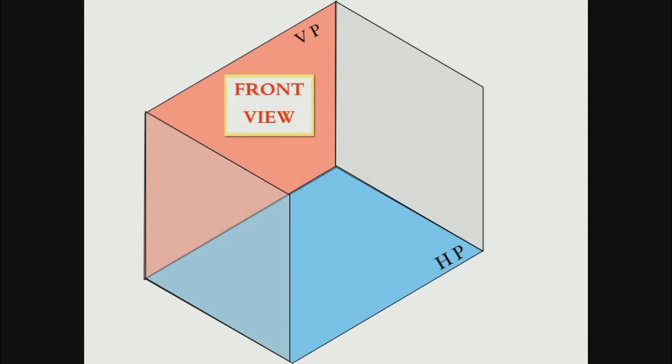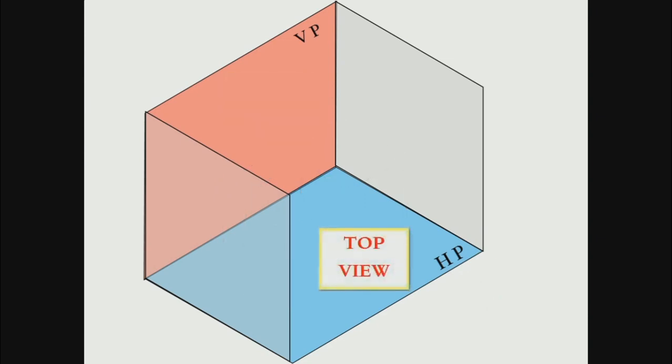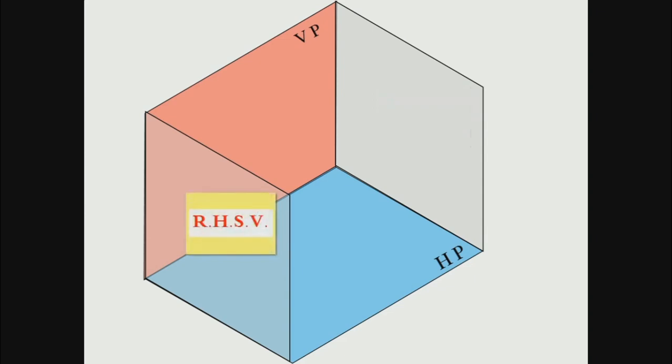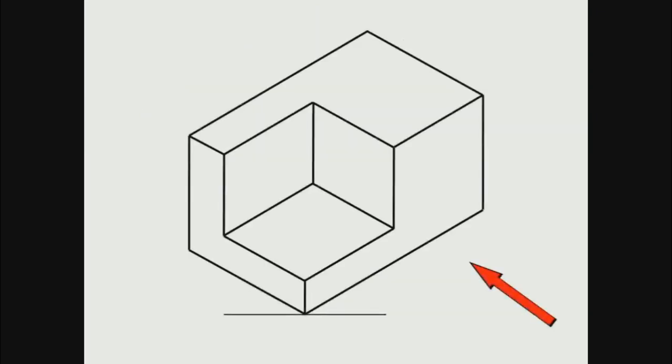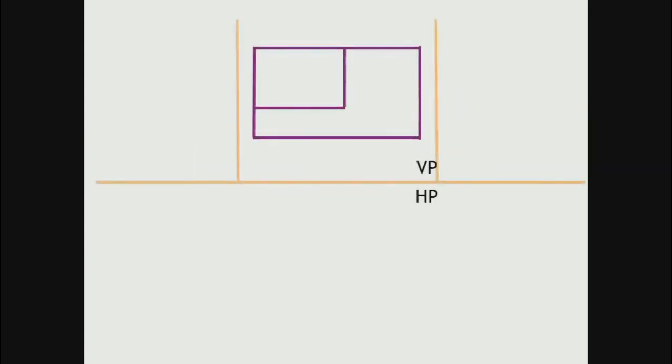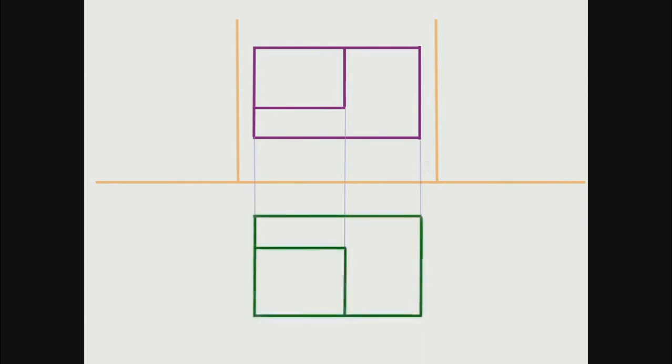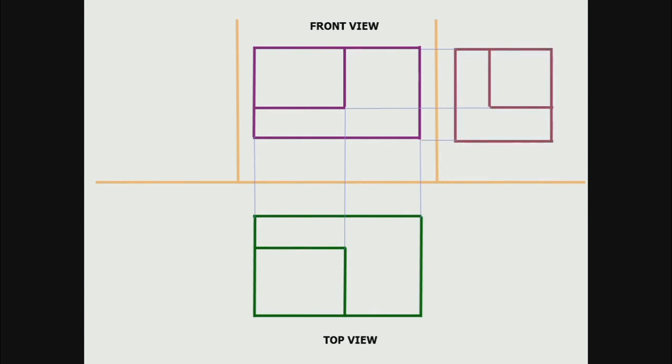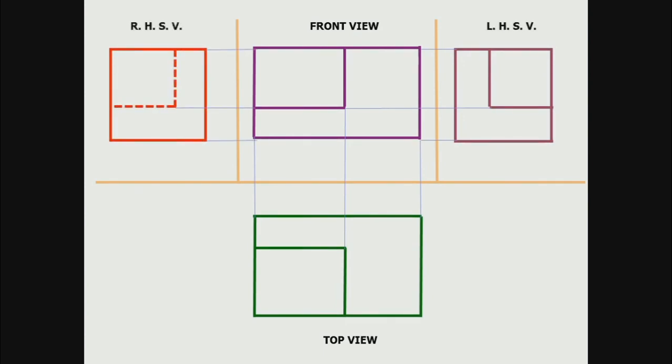we get front view in VP, top view in HP, left-hand side view in right side POP and right-hand side view in left side POP. Four views of the object by first angle method of projection are shown in figure. Front view is drawn in the direction of arrow. Top view is below the front view. LHSV is to the right of front view and RHSV is to the left of front view.